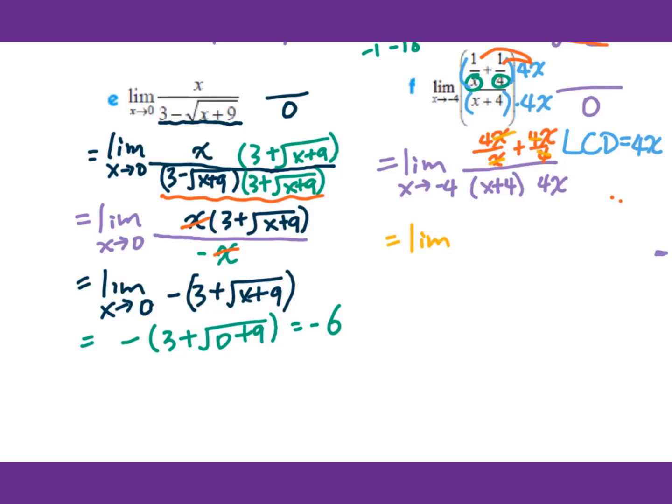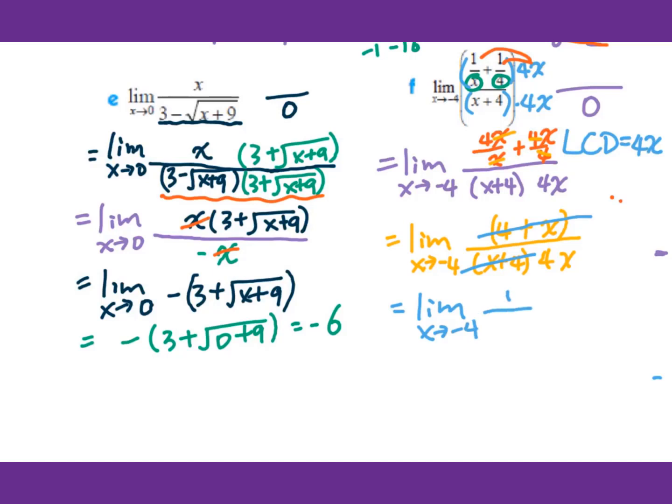You will get the limit as x approaches negative 4 of (x plus 4) over 4x times (4 plus x). Then I can reduce now. You will get the limit as x approaches negative 4 of 1 over 4x. Now we can do the direct substitution: 1 over 4 times negative 4, that is negative 1 over 16.